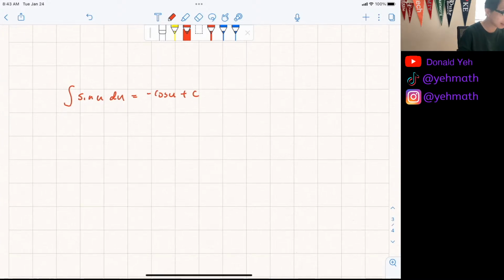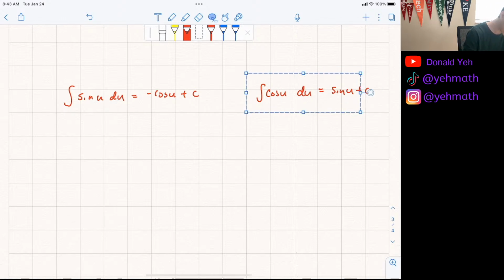Okay, yes, I can see what you're saying. You probably think it's going to be positive, because the derivative of sine is positive cosine of x, but the derivative of cosine of x is negative sine of x, therefore you get negative. And what's the integration of cosine of u? It'd be sine of u plus c, right? So this is very easy.